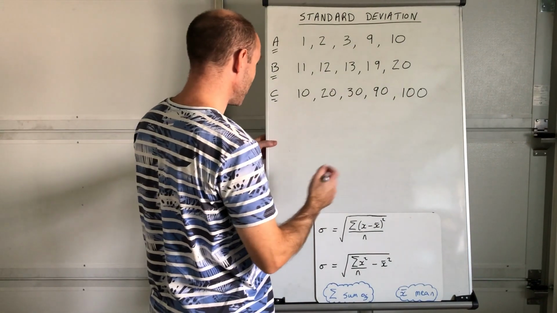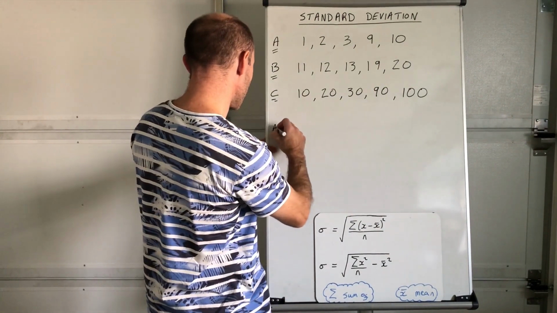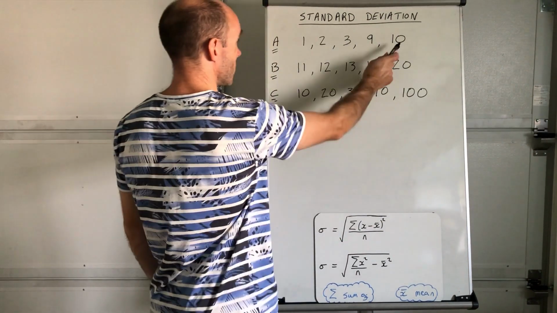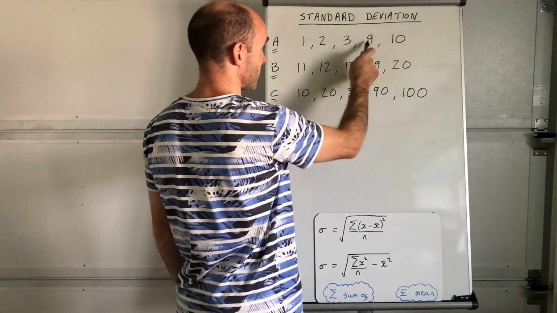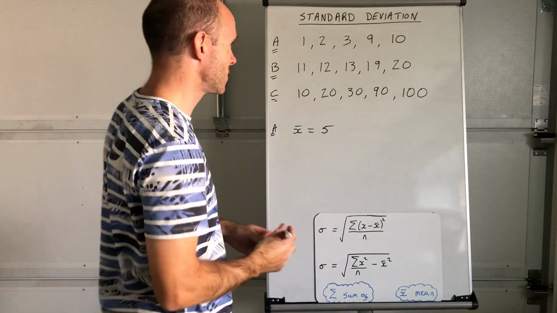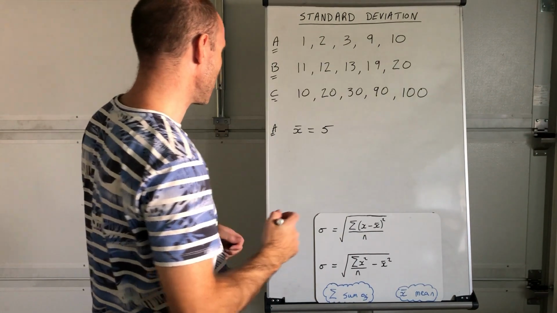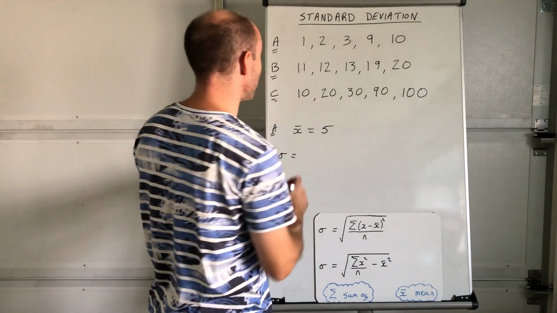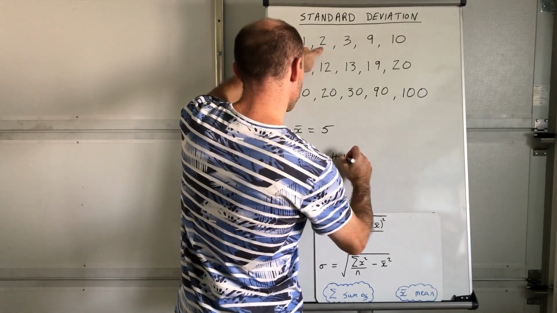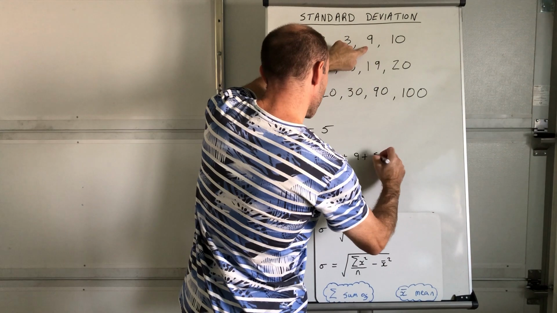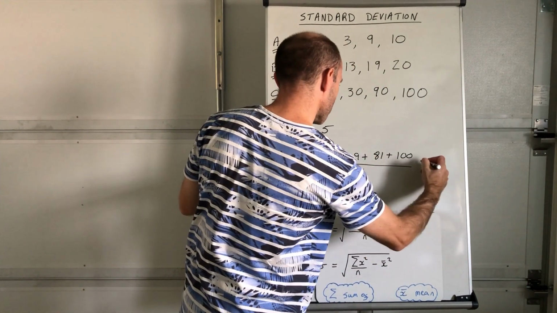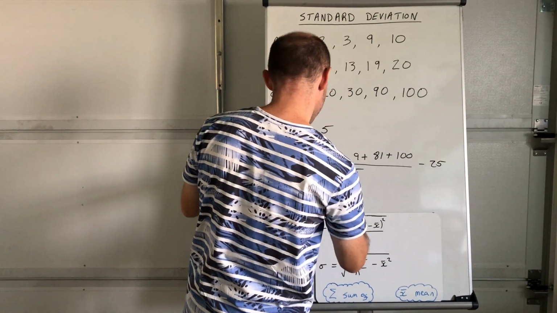For data set A, I'm going to find the mean first of all. So x bar representing the mean, and that's going to be, add these together, 3, 6, 15, 25, divided by 5, so that's 5. Nice and simple, isn't it? And then for the standard deviation, we're going to square the values. So we have 1 plus 4 plus 9 plus 81 plus 100, and then divide by 5, that's how many there are, and then subtract 5 squared and square root it.